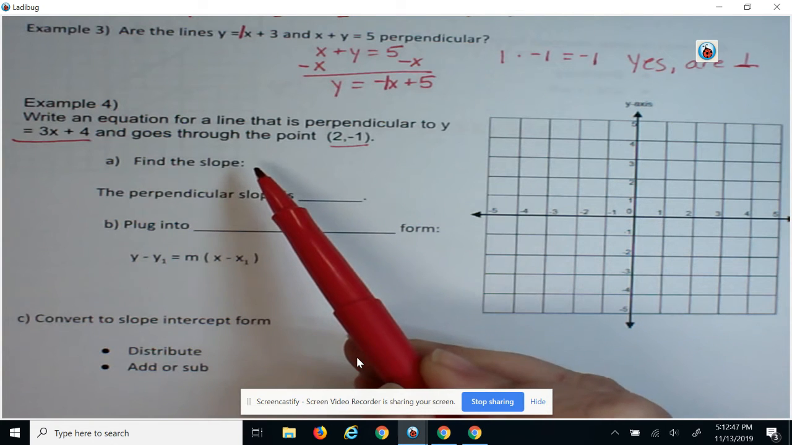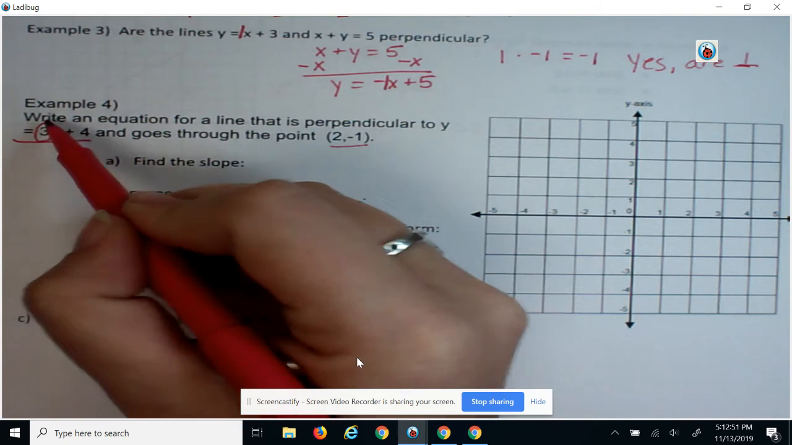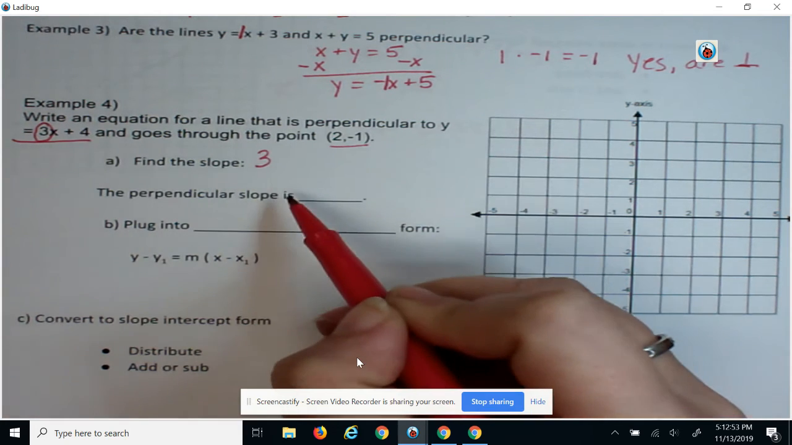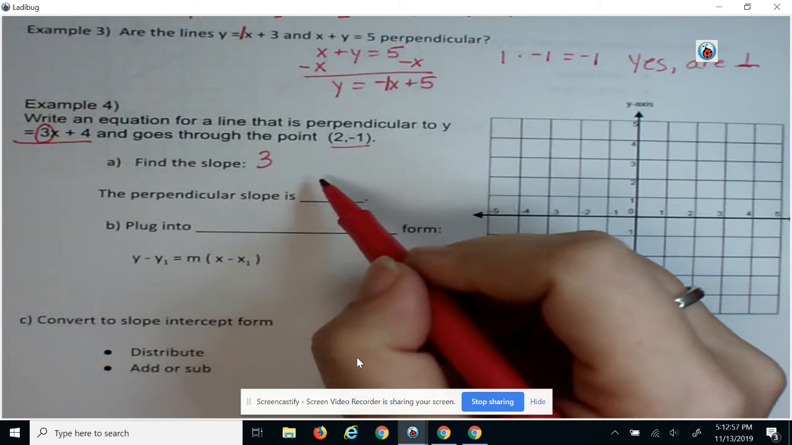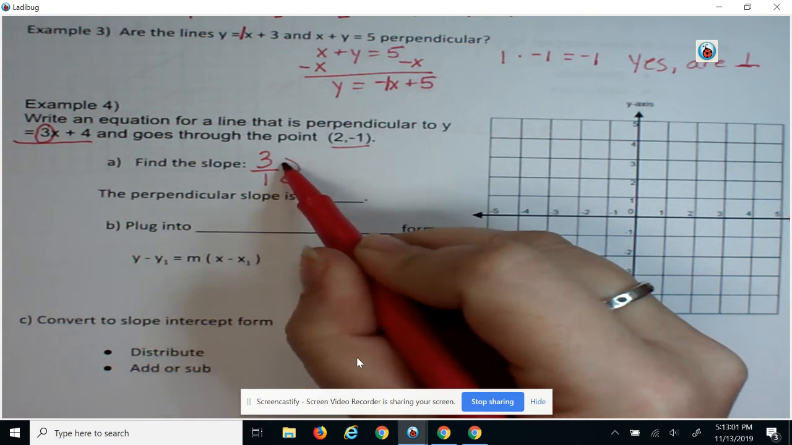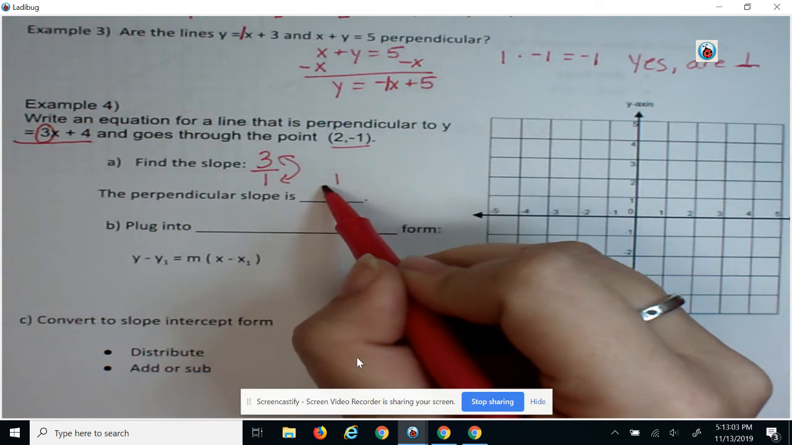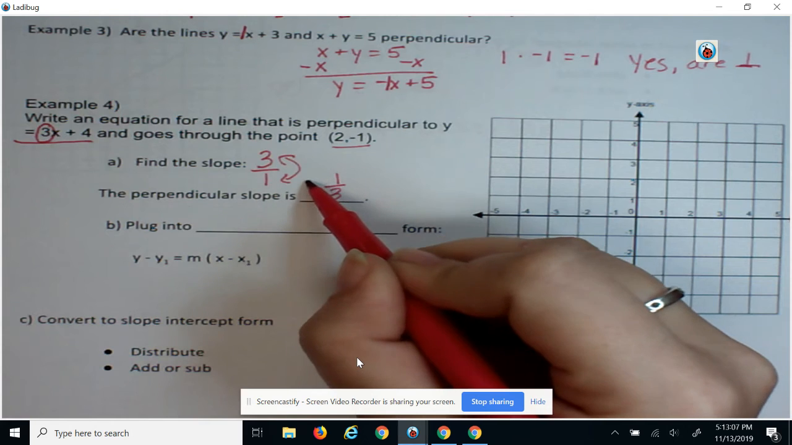So my slope of the equation is married to x, so that's our 3. Find the perpendicular slope. So I'm going to flip it to make it 1/3. This was positive, so my perpendicular slope has to be negative.